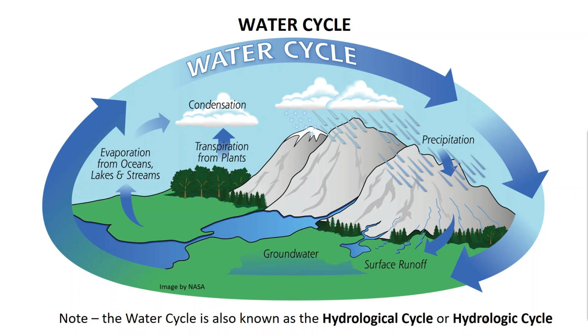So it's important that we understand the hydrological cycle, which is also known as the water cycle or the hydrologic cycle. They're all the same thing. They are concerned with the circulation of water within the atmosphere and on the land. So let's just start with the clouds. It is a cycle, so let's start with the clouds.